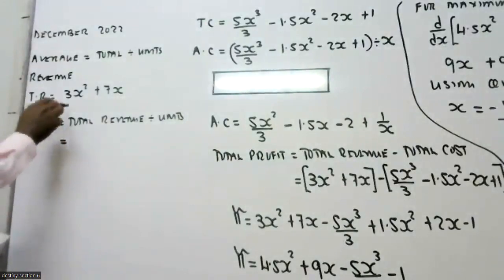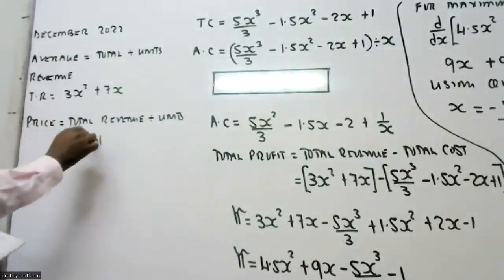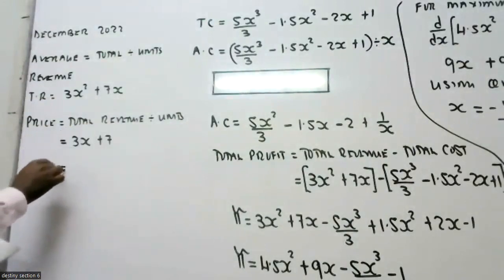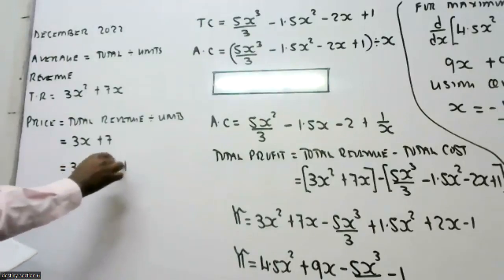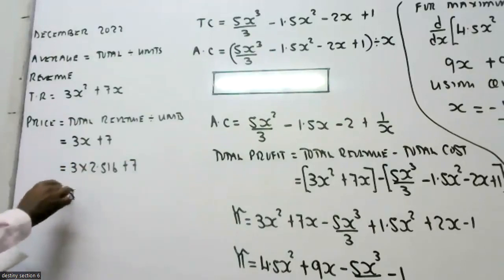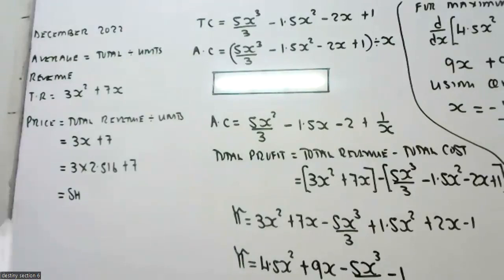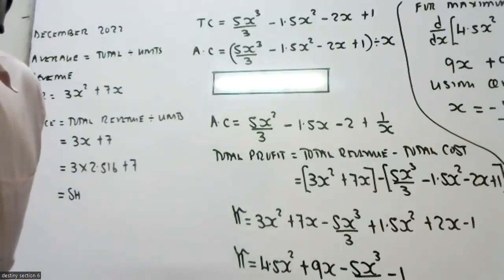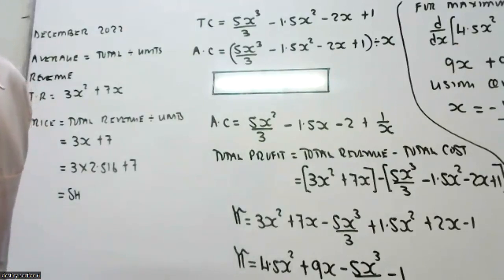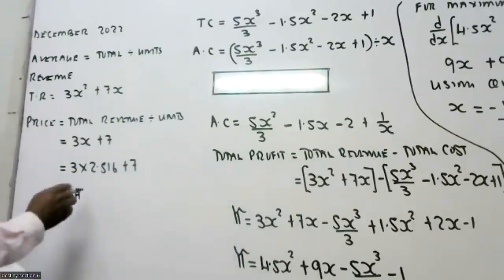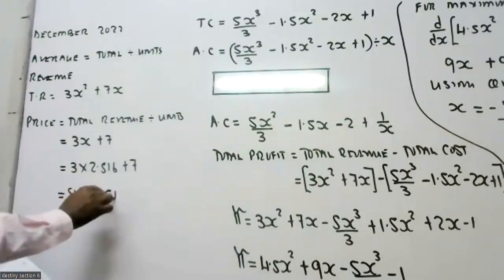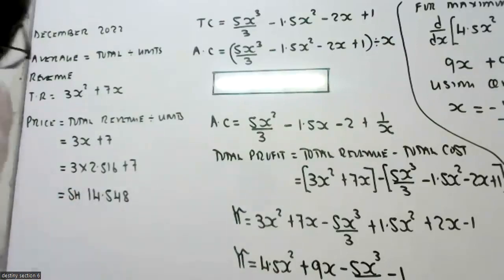So this one we had gotten as 3x plus 7. Therefore, this becomes 3 times 2.516 plus 7. And therefore, we are going to say that one shoe should be sold at that money. That is this times 3 plus 7: 14.548. That is the price that we should get.